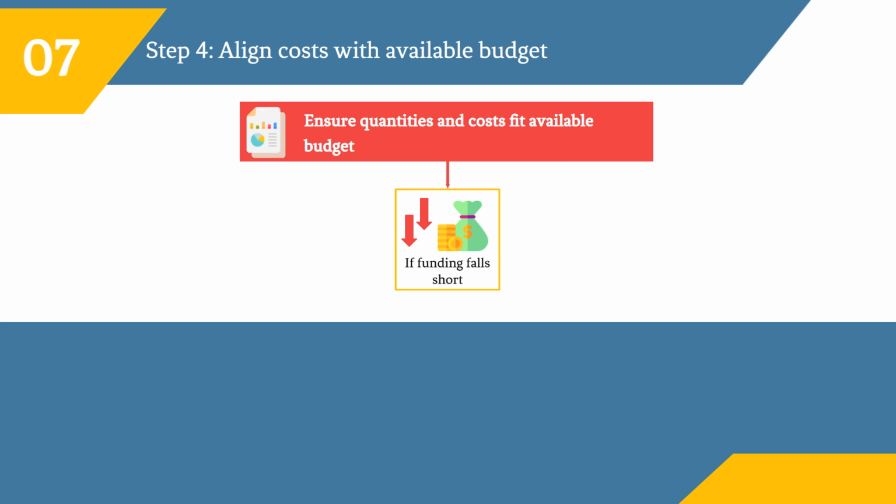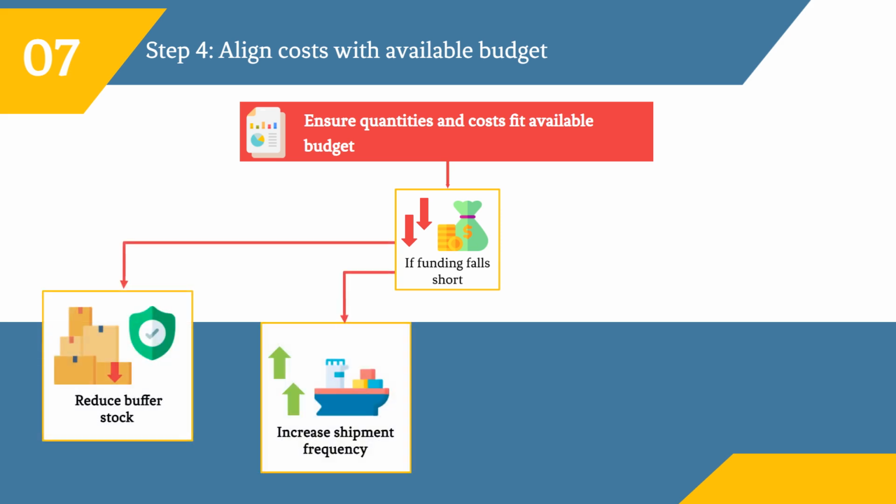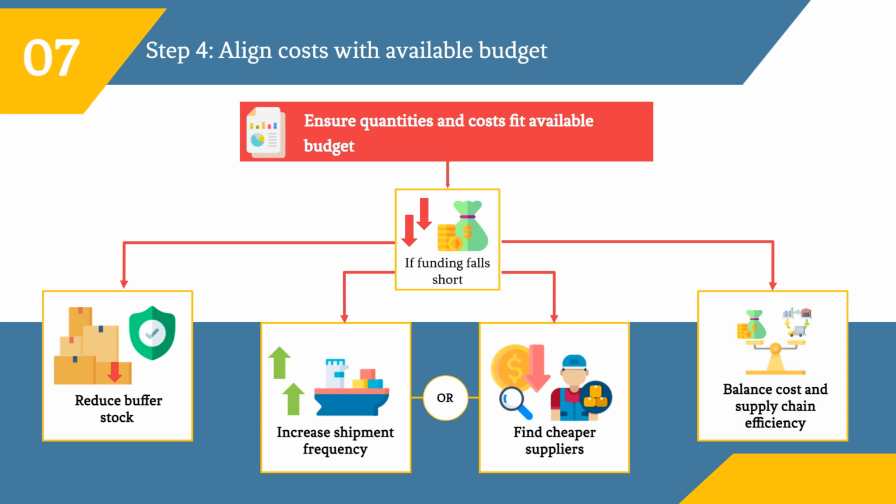However, if funding is lower than expected, consider reducing buffer stock, increasing shipment frequency, or finding cheaper but qualified suppliers to cut costs. The goal is to strike a balance that keeps the supply chain running smoothly without going over budget.